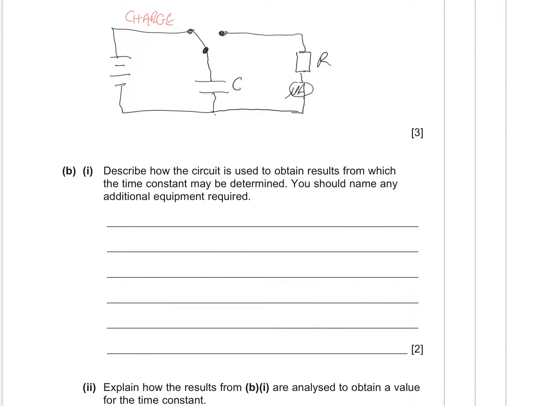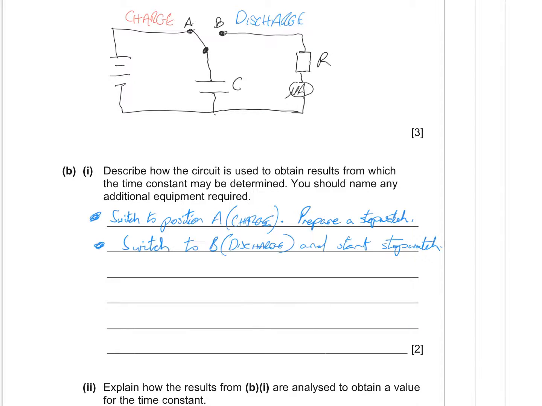Describe how the circuit should be used. Well, we've got a charging side, we've also got a discharging side. We'll probably label the terminals of the switch so that we know what side it's on. Switch it over to A to charge, and then you need to get a stopwatch ready. And what you do then is you switch it over to B and you start your stopwatch, and then you record the currents that are coming through at equal time intervals. Simple enough.